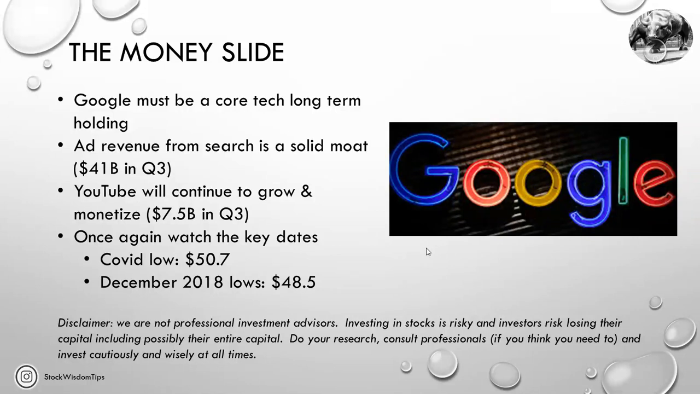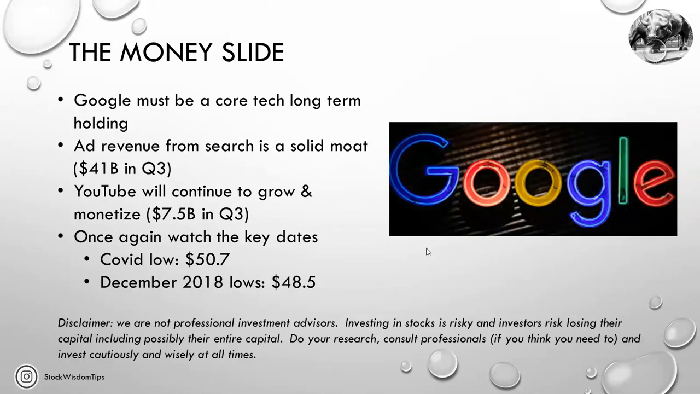Suffice it to say, Google is a cash cow, a financial juggernaut. The Q3 earnings were released recently. Their Google search ad revenue was $41 billion. So from a search perspective, that's a very solid moat. That's not going away anytime soon. YouTube, another crown jewel in their portfolio, 7.5 billion in revenue in Q3. It's incredible. They bought that business, I think it was for $1 billion some, 20 years ago, and they've grown it considerably.